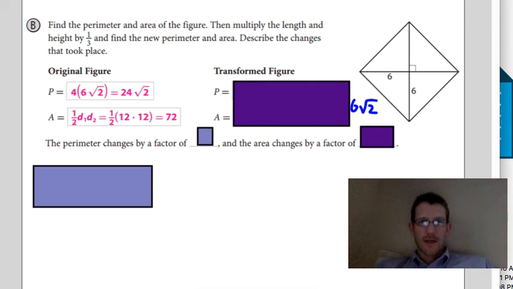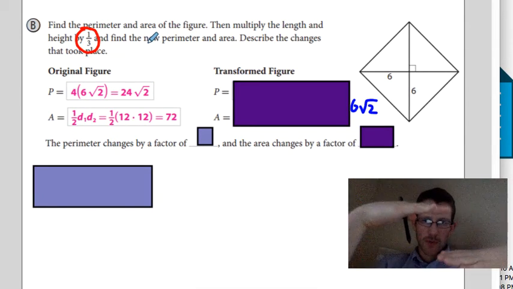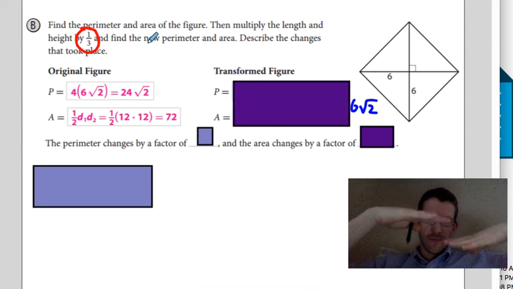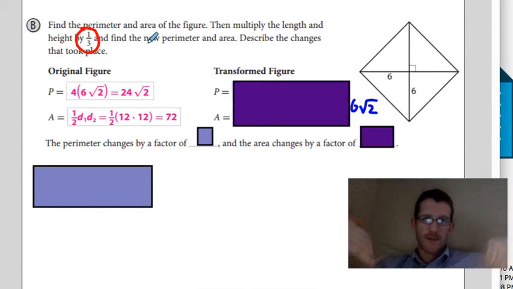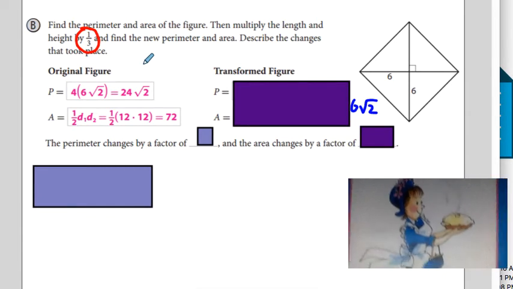The transformation, let's see, it says multiply the length and height by 1/3. So we're shrinking it into 1/3 the original size, both width and height. So therefore, what should the new perimeter be? And what should the new area be? Again, I'll give you a second to kind of figure this one out on your own. Pause.